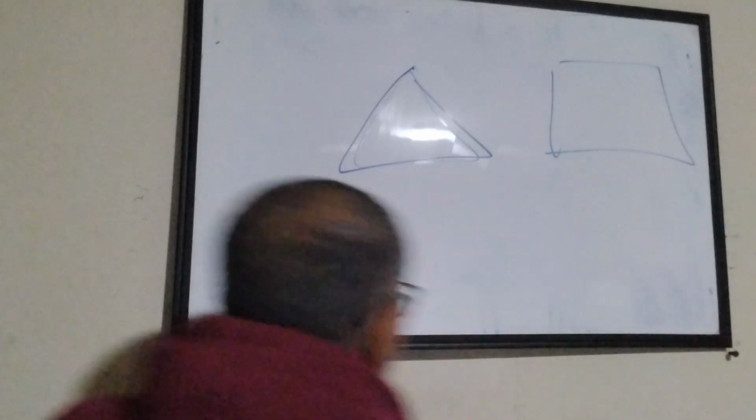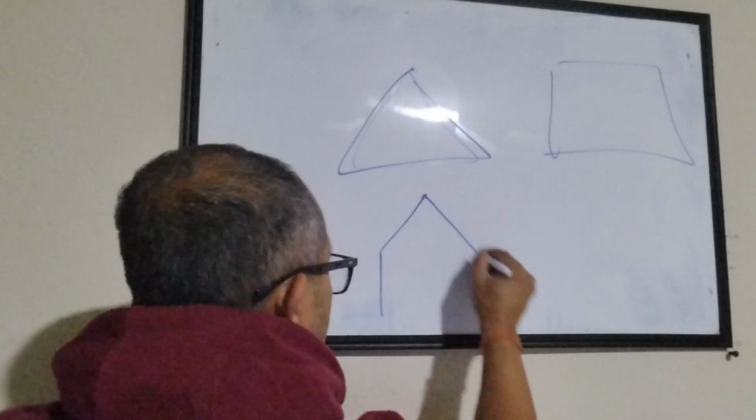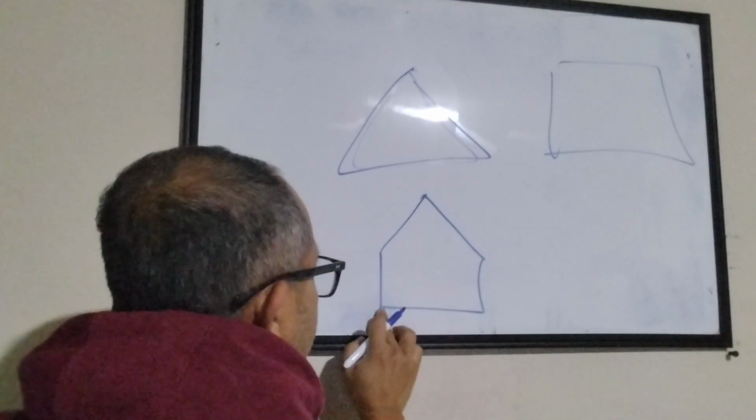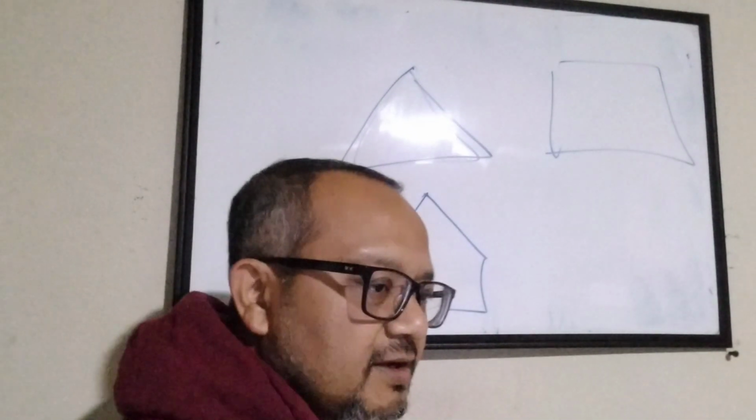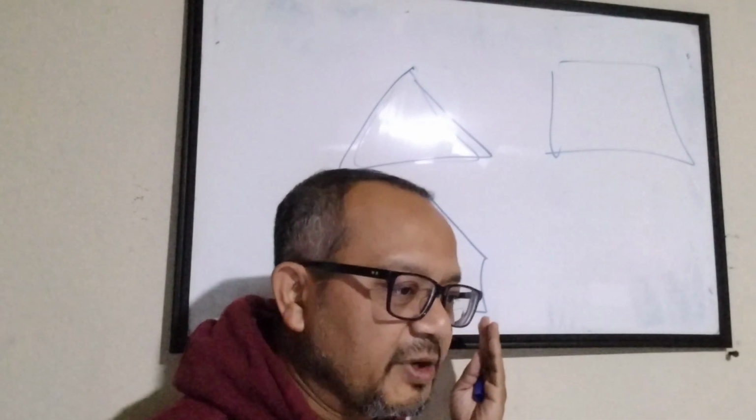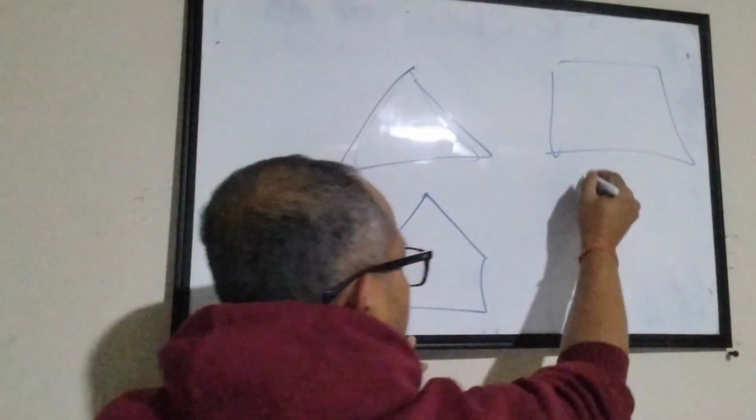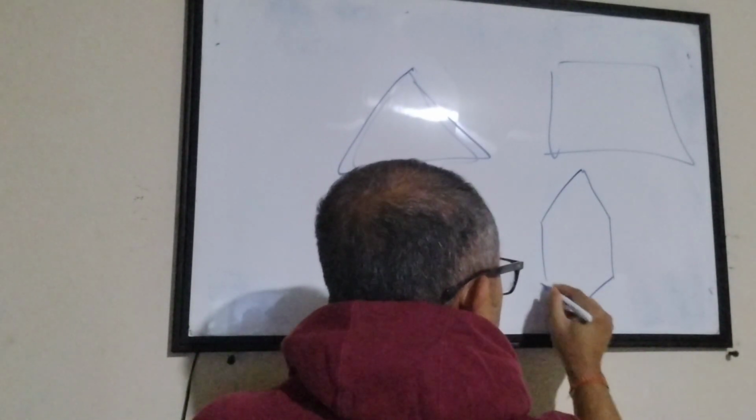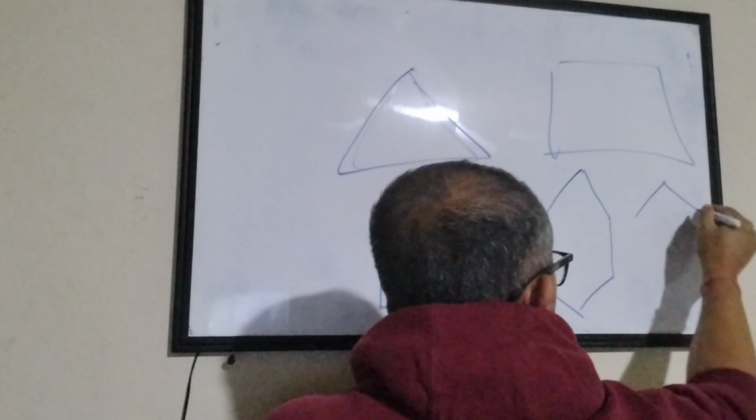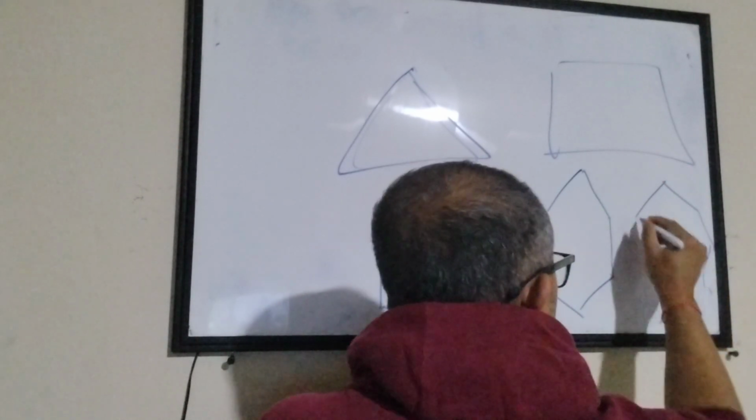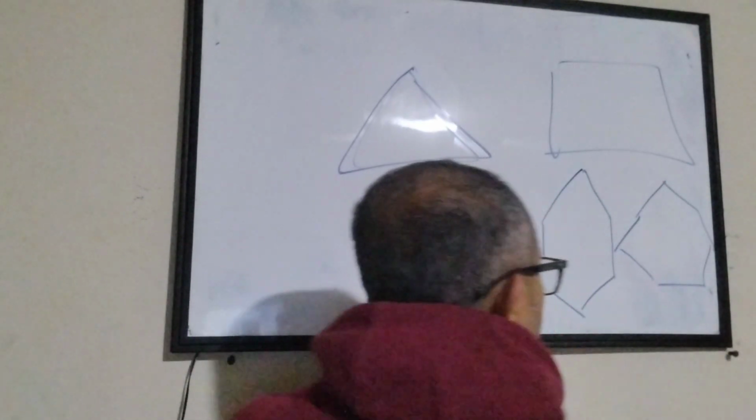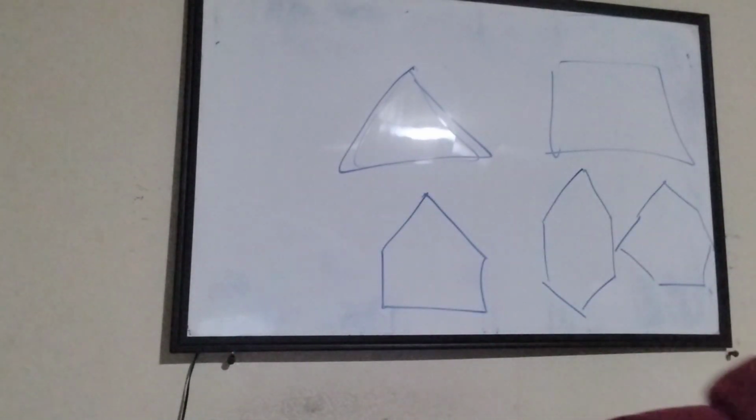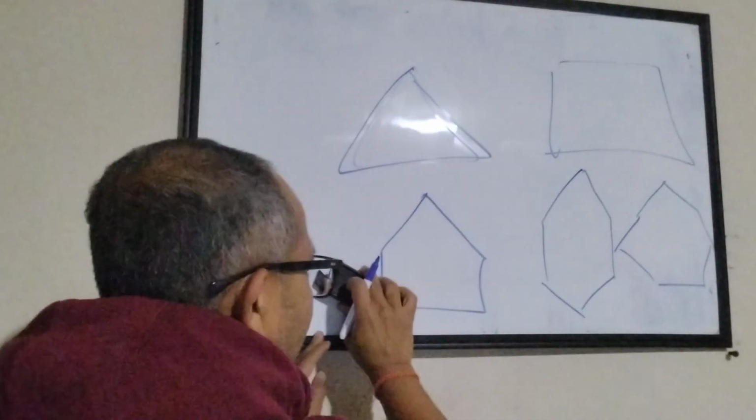Triangle, quadrilateral we saw. If it has 5 sides, that is a pentagon. 6 sides, hexagon. 7 sides, septagon. So we all know this.